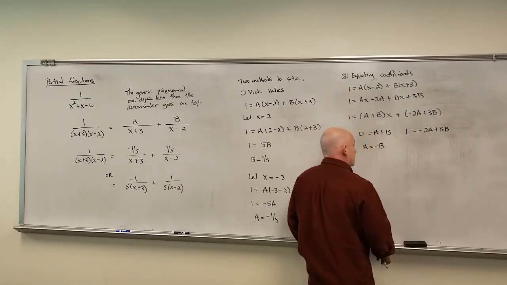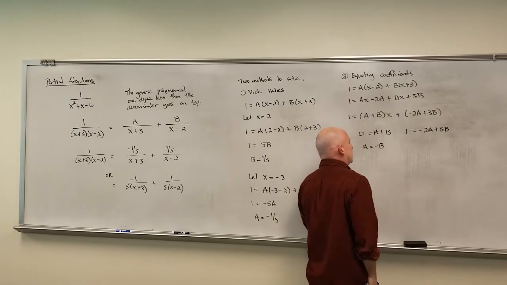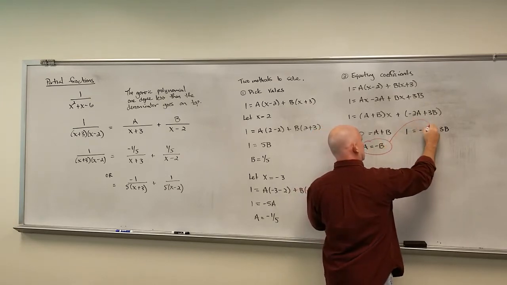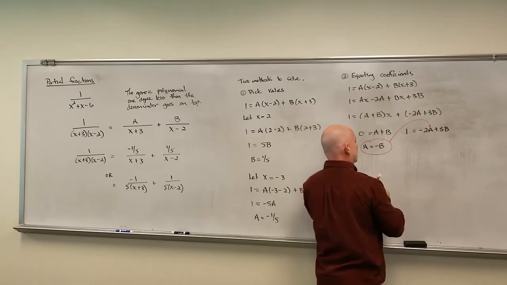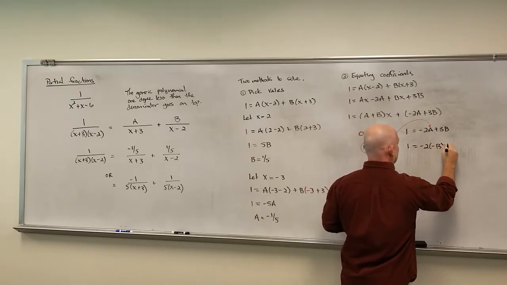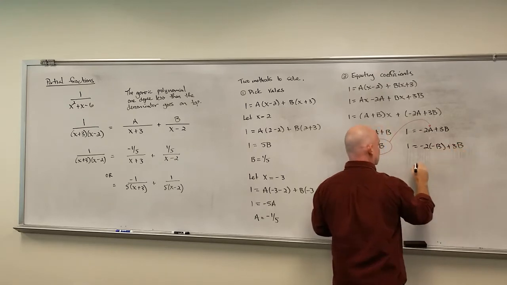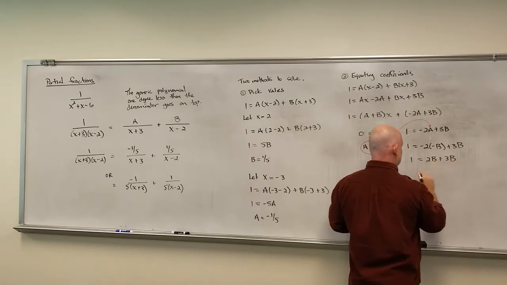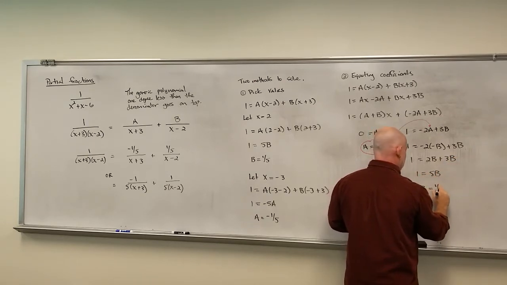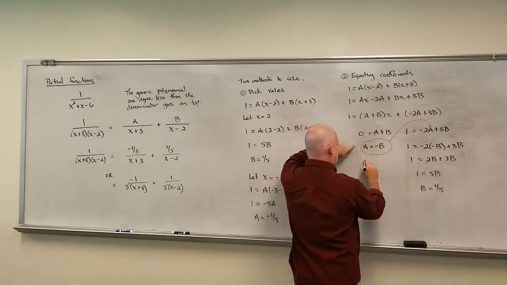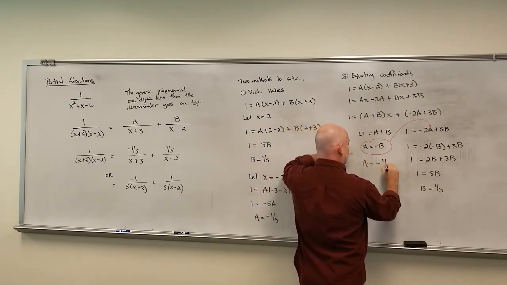I take this now and plug it in there for the a. That's going to be 1 is equal to negative 2 times negative b plus 3b. 1 is equal to 2b plus 3b, so 1 is 5b. Dividing both sides by 5, we get b as 1/5. Back substituting over here, a is equal to negative 1/5.